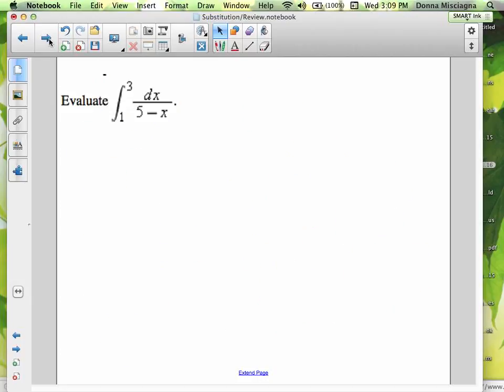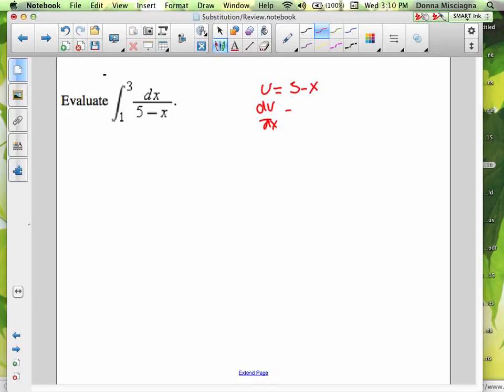All right, so here we have another one. Let's do the substitution first. What should my u be? 5 minus x? Yep. Then du/dx is negative 1. So du is negative dx, and negative du is dx. We'll do both: we'll substitute back and we'll change the limits, so you can see both.